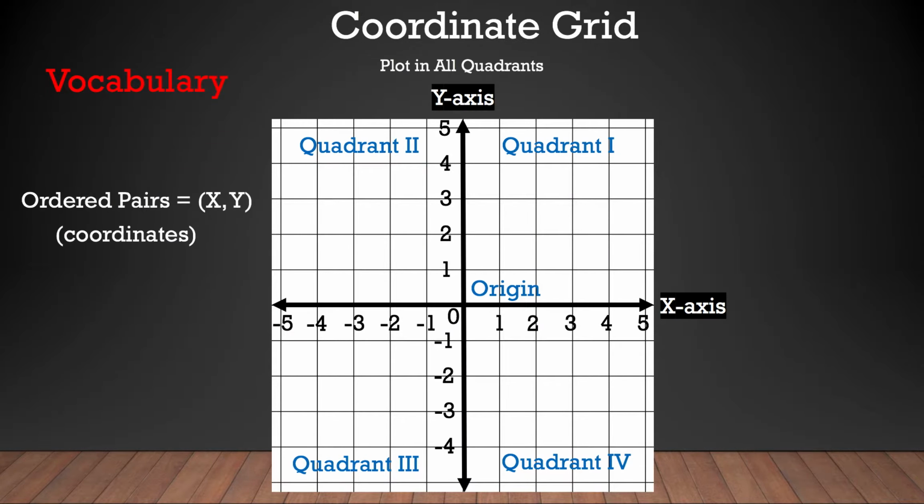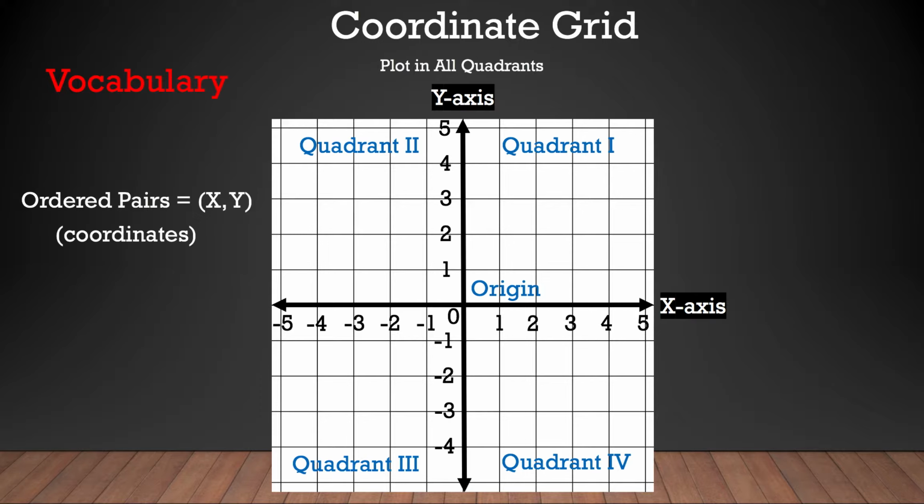Okay, let's talk about vocabulary. Ordered pair, or you may see the word coordinates. As you can see on the screen, you have quadrant 1 on the top right, quadrant 2 on the top left, quadrant 3 on the bottom left, and quadrant 4 on the bottom right. So in essence, the names of the quadrants go in a counterclockwise way.